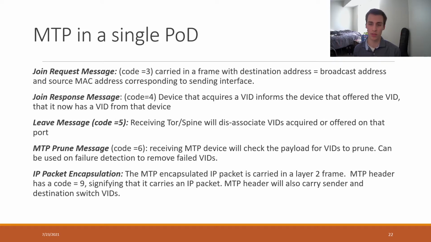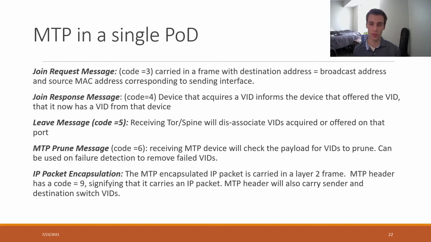Join request messages are code 3. They're used by spine switches to request a VID and are carried in a frame that has the broadcast address as the destination and the sending interface as the source address. Join response messages are code 4 and are used to inform the device that it offered a VID to that it now has a VID from that device. Leave messages are code 5 and are used to disassociate VIDs acquired or offered on that port.